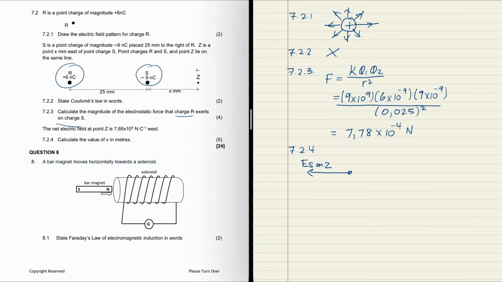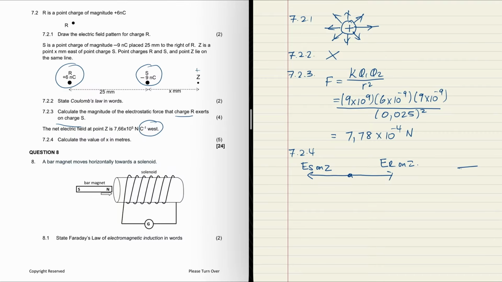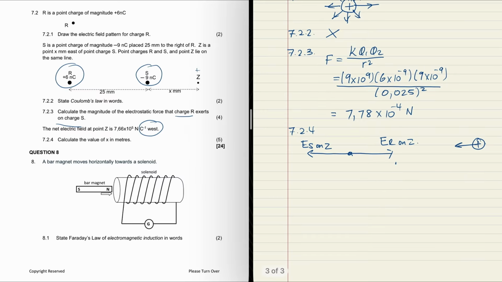Then let's look at R on Z. R is positive, Z is positive, so R is going to want to push Z to the right. So this is going to be here. So this is going to be the electric field of R on Z. Now, since they tell us that the net electric field is to the west, let's choose west as positive. So west is this way, and I'm going to choose west as positive. So that means that E net is going to equal the electric field of S on Z minus the electric field of R on Z.